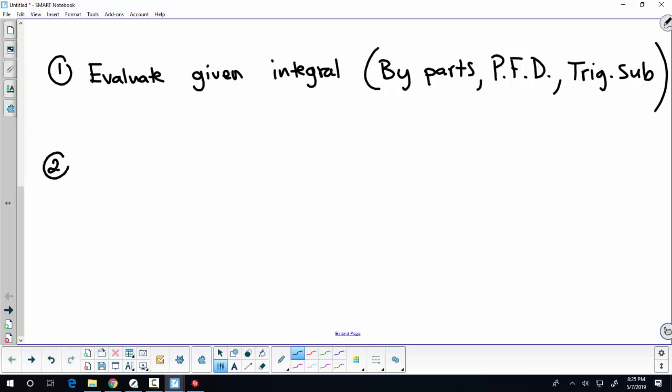There are 2 questions where you're given a series. Determine if it converges or diverges.